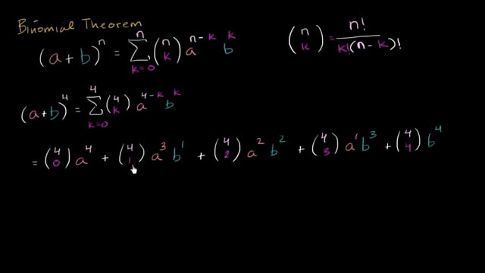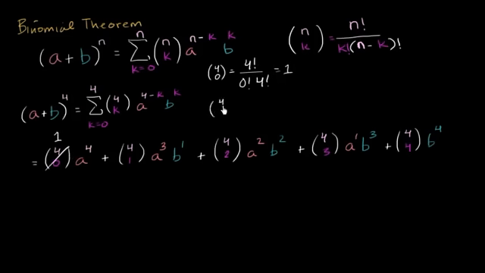We just need to figure out what 4 choose 0, 4 choose 1, 4 choose 2, etc. are. So we could just apply this over and over again. 4 choose 0 is equal to 4 factorial over 0 factorial times 4 minus 0 factorial. So that's just going to be 4 factorial again. 0 factorial, at least for these purposes, we are defining to be equal to 1. So this whole thing is going to be equal to 1. So this coefficient is 1. Let's keep going here.